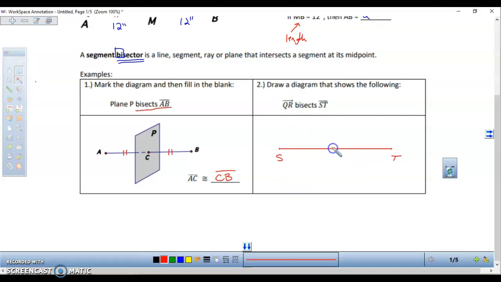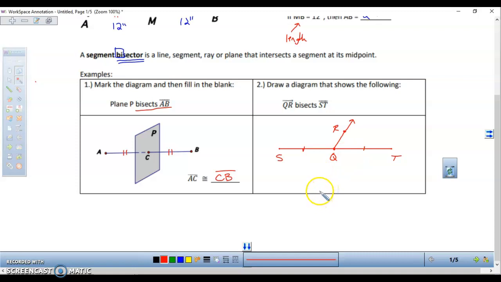So I'm going to put a little midpoint there. I'm going to mark that these segments are congruent. And I know that ray QR has to go from this midpoint. So if I draw ray QR right here, the end point is Q. There's ray QR. And what this drawing demonstrates is ray QR bisecting segment ST because it is cutting it at its midpoint and cutting it into two congruent parts.